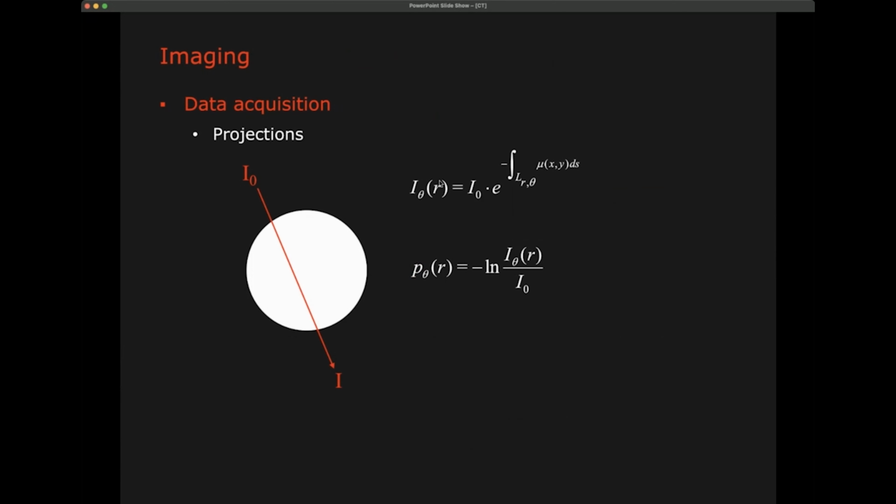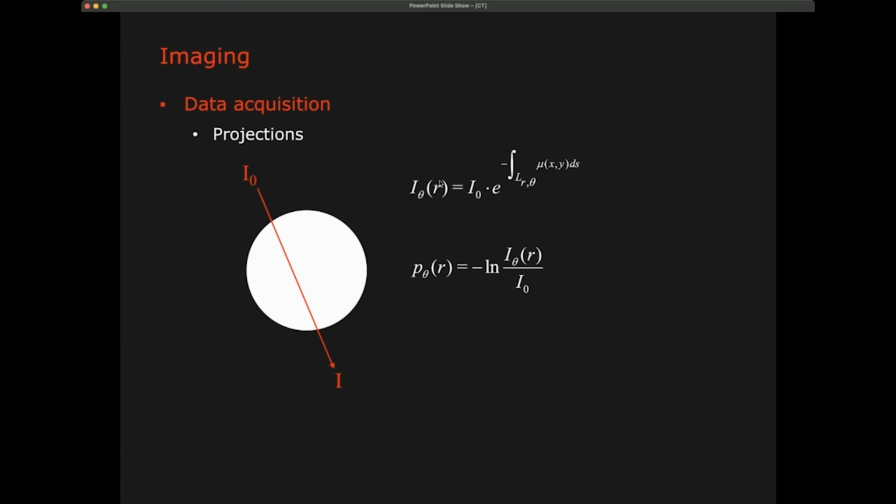Okay, so how are we now going to do imaging using this principle? How can we make a cross-section of the body by having X-rays pass through in all directions? Well, first, let's see what we are actually measuring.